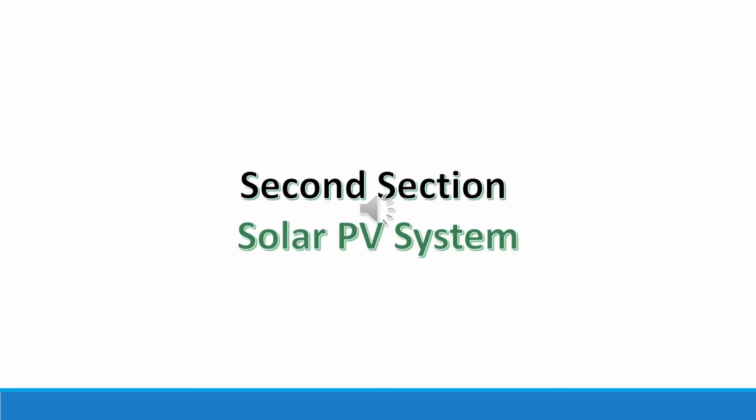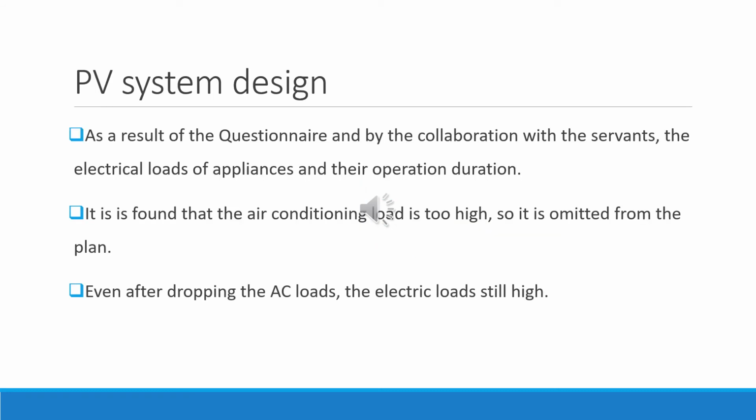So let's go through the solar PV system design. Here we can see the steps followed by the designers. As a result of the questionnaire and data collected with the collaboration of the mosque servants, the electrical loads and appliances and their operation durations were found. The air conditioning load is too high, so it is omitted from the plan.